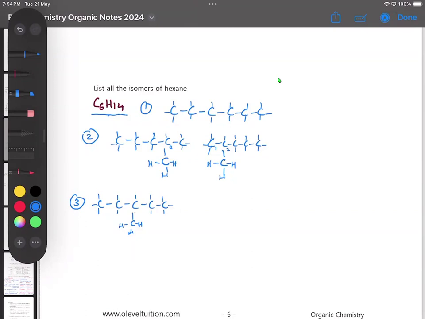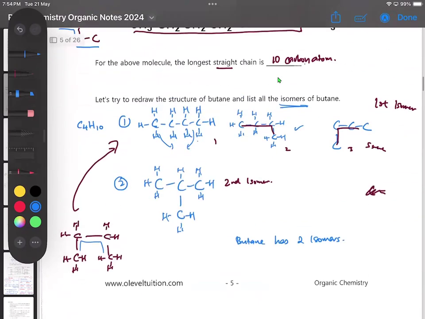Wait, for this one, so there's 3 isomers, is it? Oh, way more, way more. But what we have drawn here is 3, right? Yeah, so far it's 3. Can you scroll up to the butane one? Why is that one 2 only when we drew 3? Where do we draw 3?